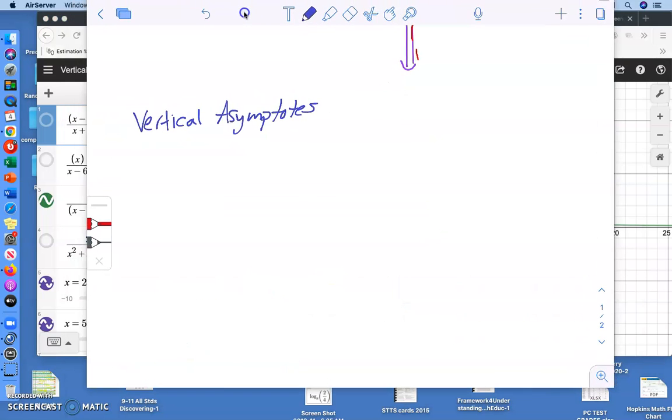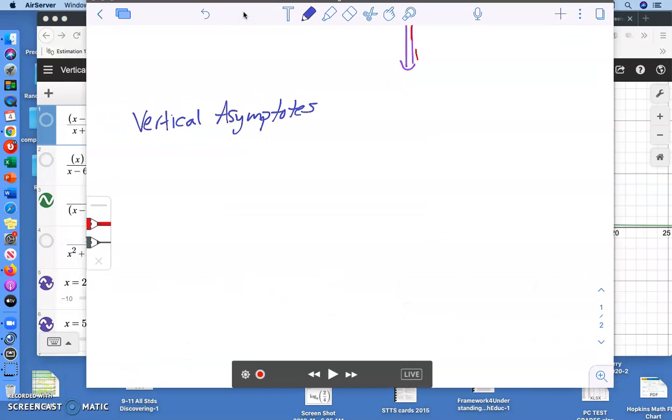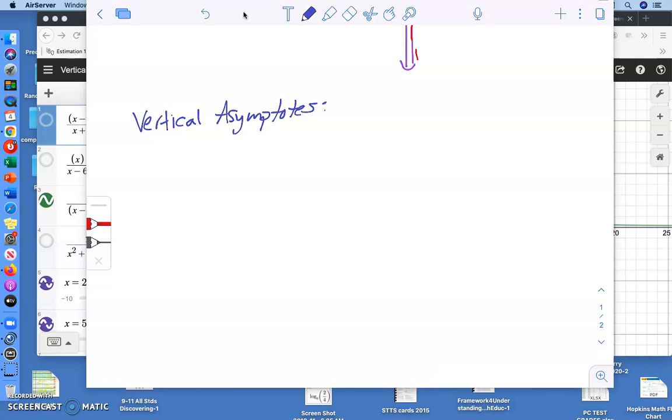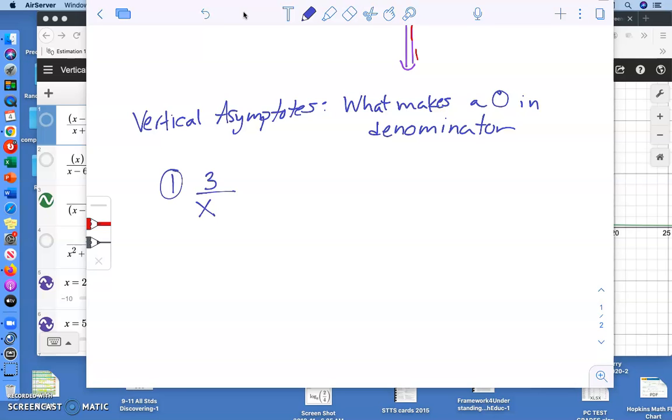Some of you might be looking at this and saying it's in the denominator. It's what makes a 0 in the denominator. And that makes sense because you can't divide by 0. So if we had 3 over x minus 2, our vertical asymptote would be at x equals 2. And it's a vertical, so we go over to x equals 2, and there would be a vertical line right there.